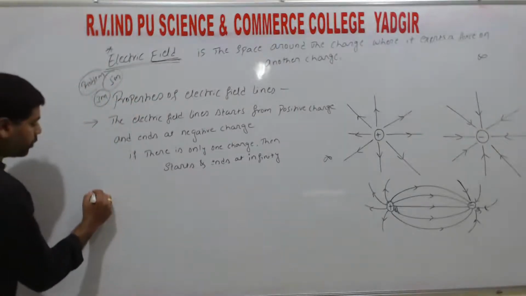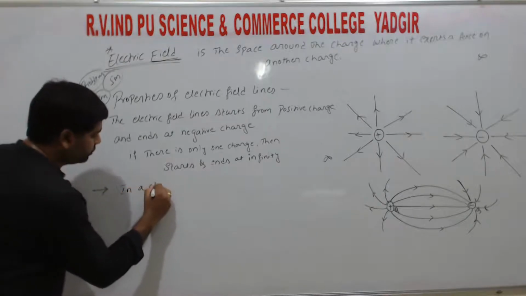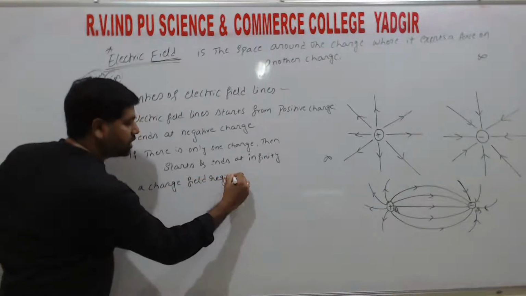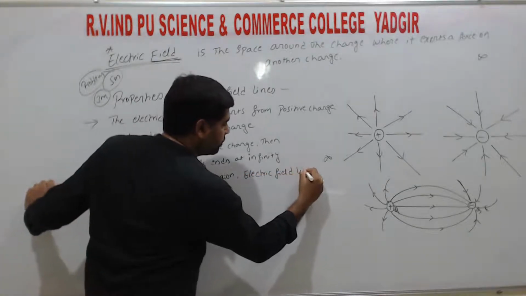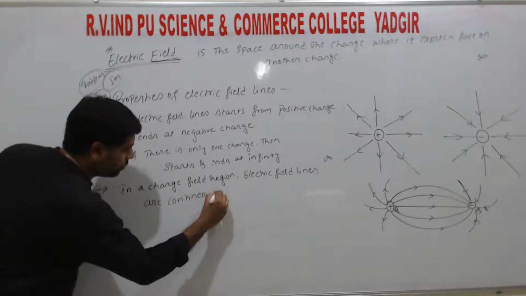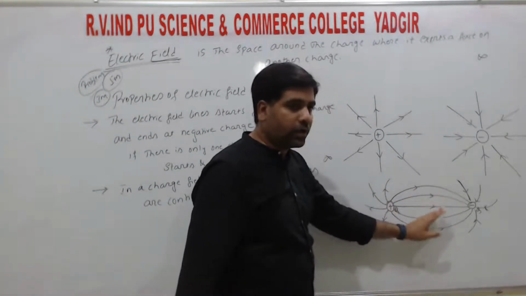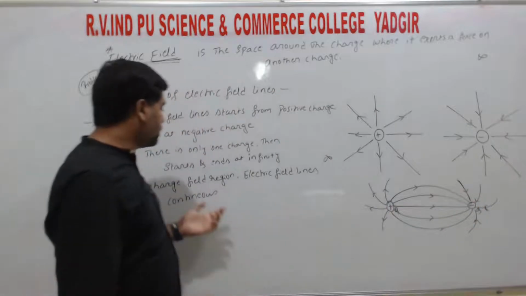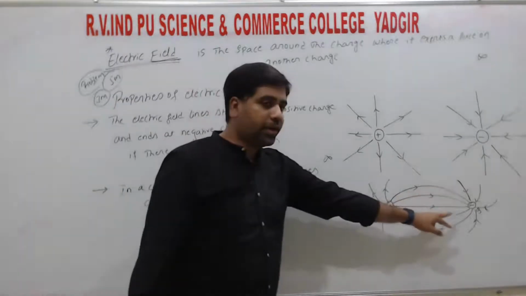Next, the second property is: in a charge-free region, electric field lines are continuous, right? Here these field lines are continuous because there is no interaction in between the two charges. So that is the second property. In a charge-free region, the electric field lines are taken as continuous.